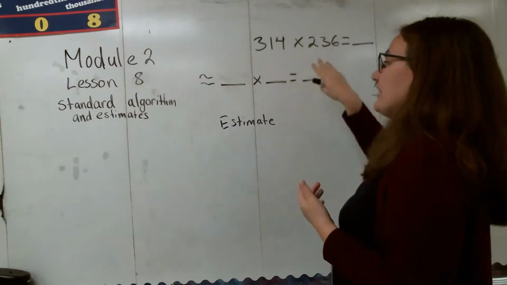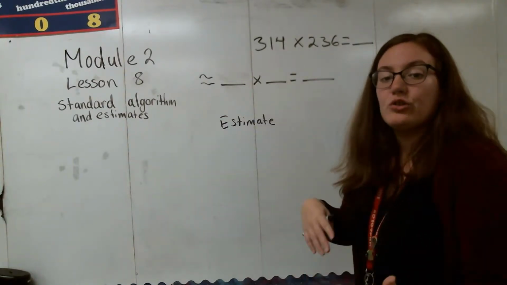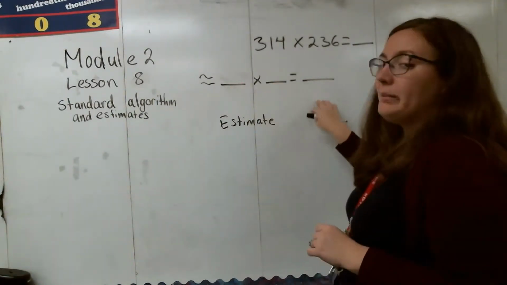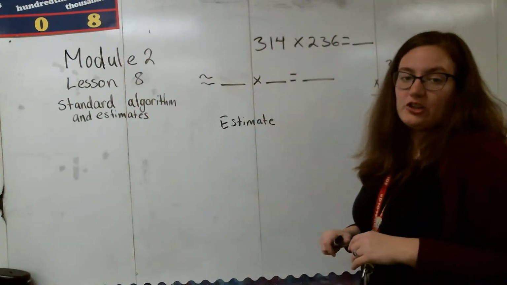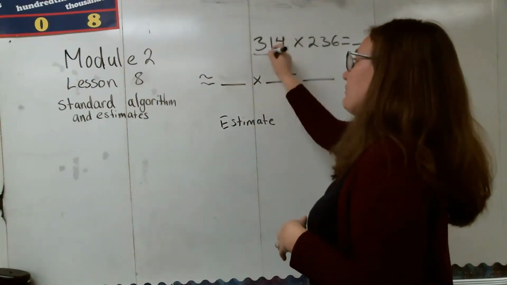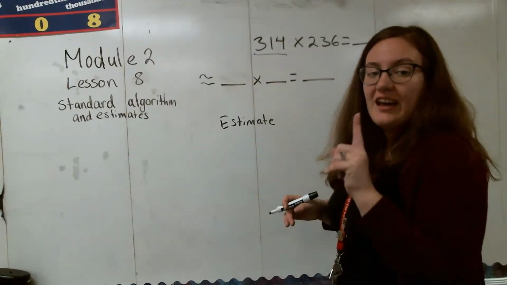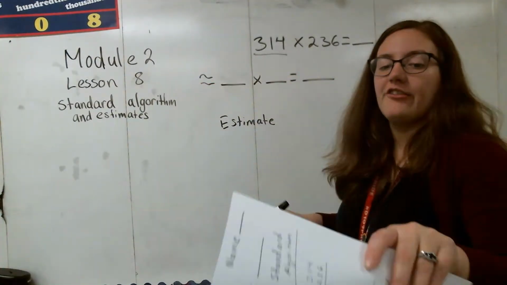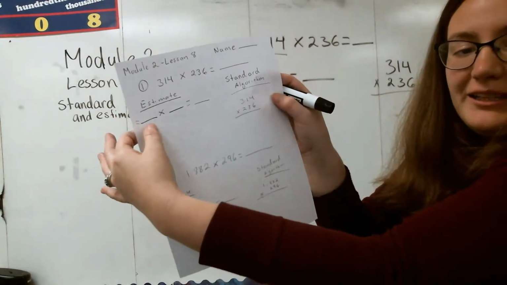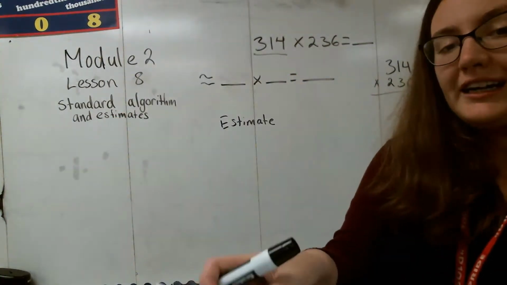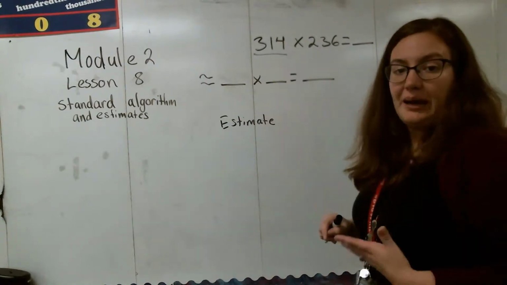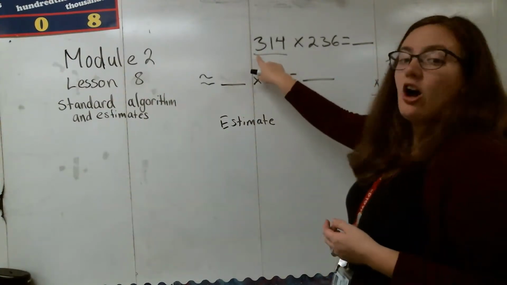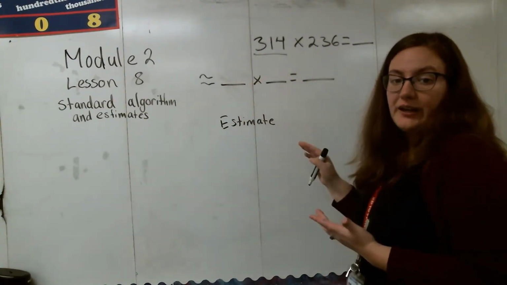I want to take both of these numbers, and what I'm going to do is round these numbers to their largest place value and use that to help me find out about what my answer should be. So let's try this out. With my first number, I have 314. This is my first factor, and this first factor is going to go in this first space in the estimate section of my board. And you also have your own estimate section, so your first factor is going to be going right there. Now, this 314, I'm going to round to the nearest hundreds place, because the hundreds place is the largest place value in this number.